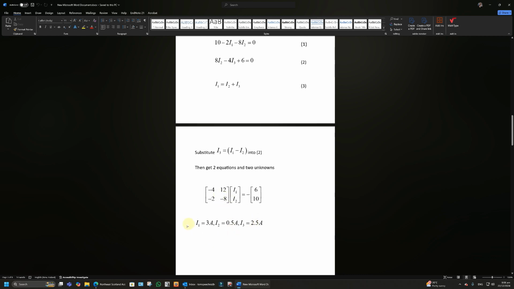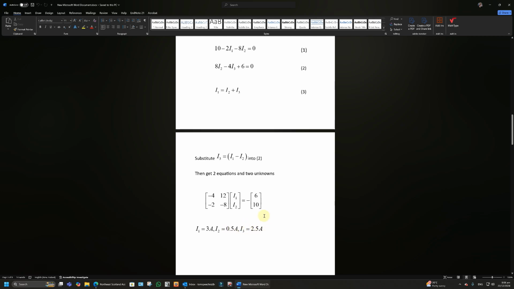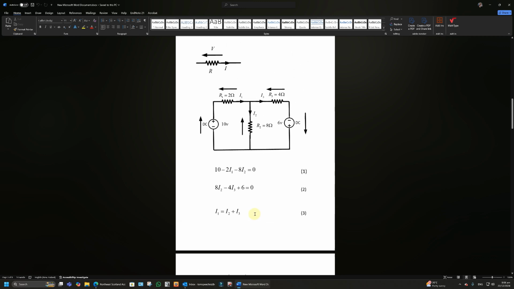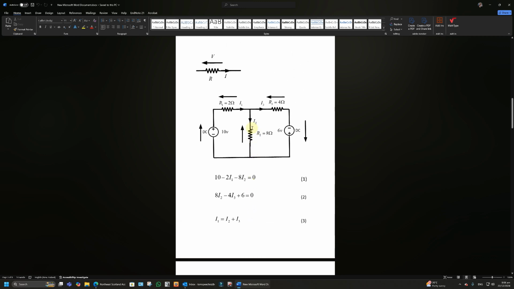Anyway, so we end up with I1 is 3 amps, I2 is half an amp or 500 milliamps, and I3 is 2.5 amps. Then if we're just asking for those currents, we've got the answer. But we can also work out the voltages across these resistors.